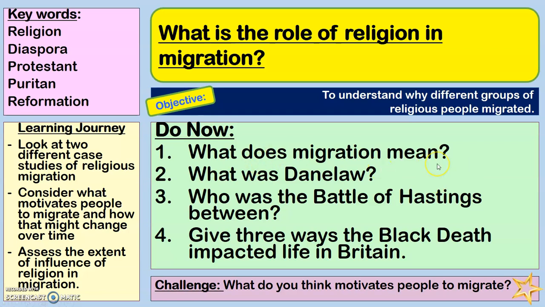So what does migration mean? What was Danelaw? Who was the Battle of Hastings between? And give 3 ways the Black Death impacted life in Britain. So 2 of these are from really recent lessons and 2 of them are from further back, so you might have to do a bit of thinking. So pause this and then come back and we'll go through the answers.